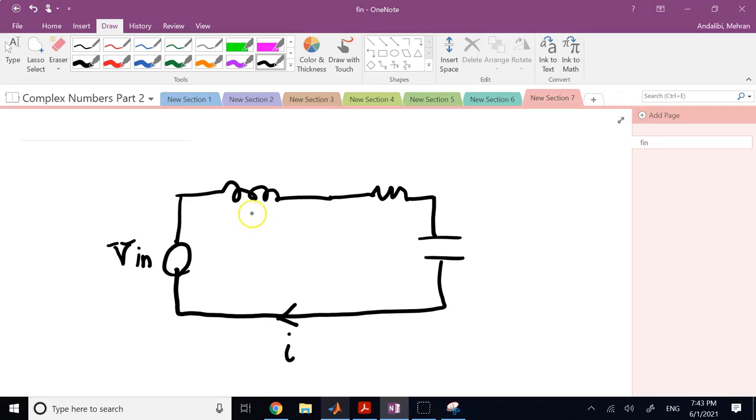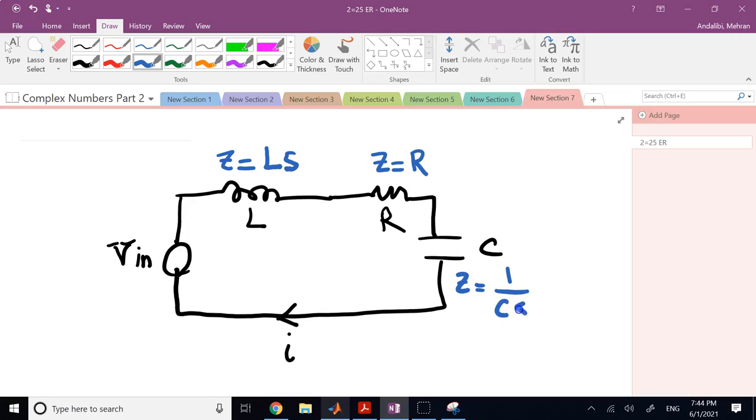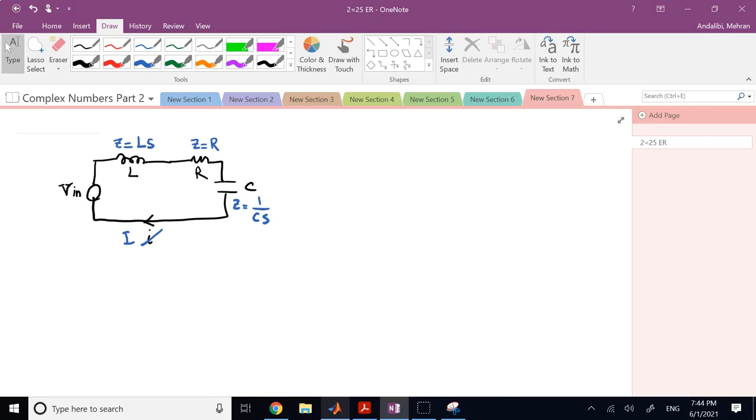So one method of analysis of this electric circuit is we replace each element by an equivalent resistor, and that equivalent resistor we call impedance. We show it by Z, which is equal to L times S for the inductor, where this S is the S in the Laplace transform. For the resistor it is simply R, and for the capacitor it is 1 over C times S. Then we replace the current with capital I, and the voltage with capital V, and we treat the whole circuit like a bunch of resistors.